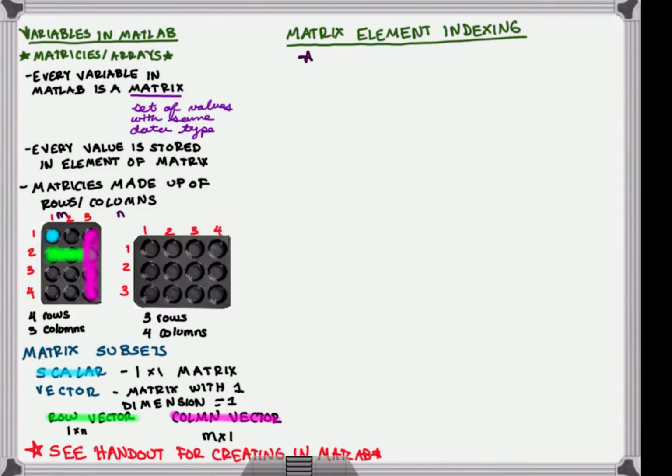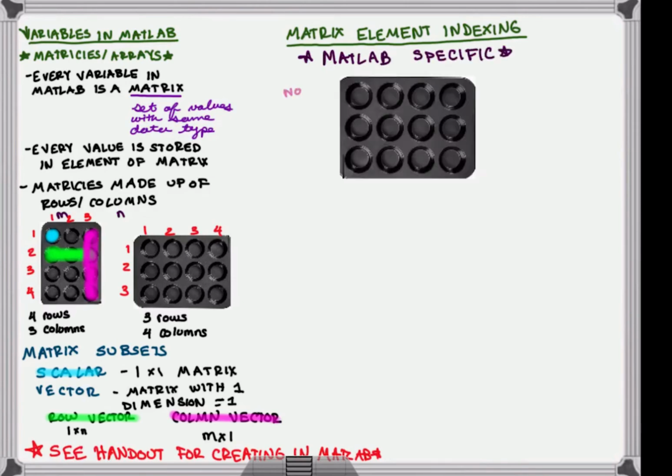Matrix element indexing. Every single matrix is made up of elements, and we want to be able to pull out one of the elements or a row of the elements or a subset. So we need to know how Matlab counts the elements and where it stores them. What I'm going to be discussing right now is Matlab specific. This works in Matlab but not other programming languages.